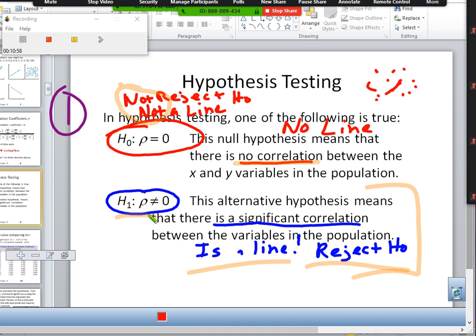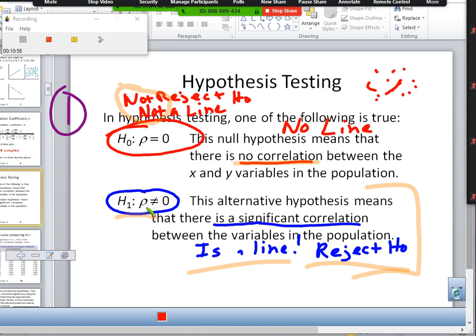H1 is saying that rho is not equal to 0. It's closer to 1 or -1. So there is a significant correlation. In other words, it is a line. So that's what H1 is saying.